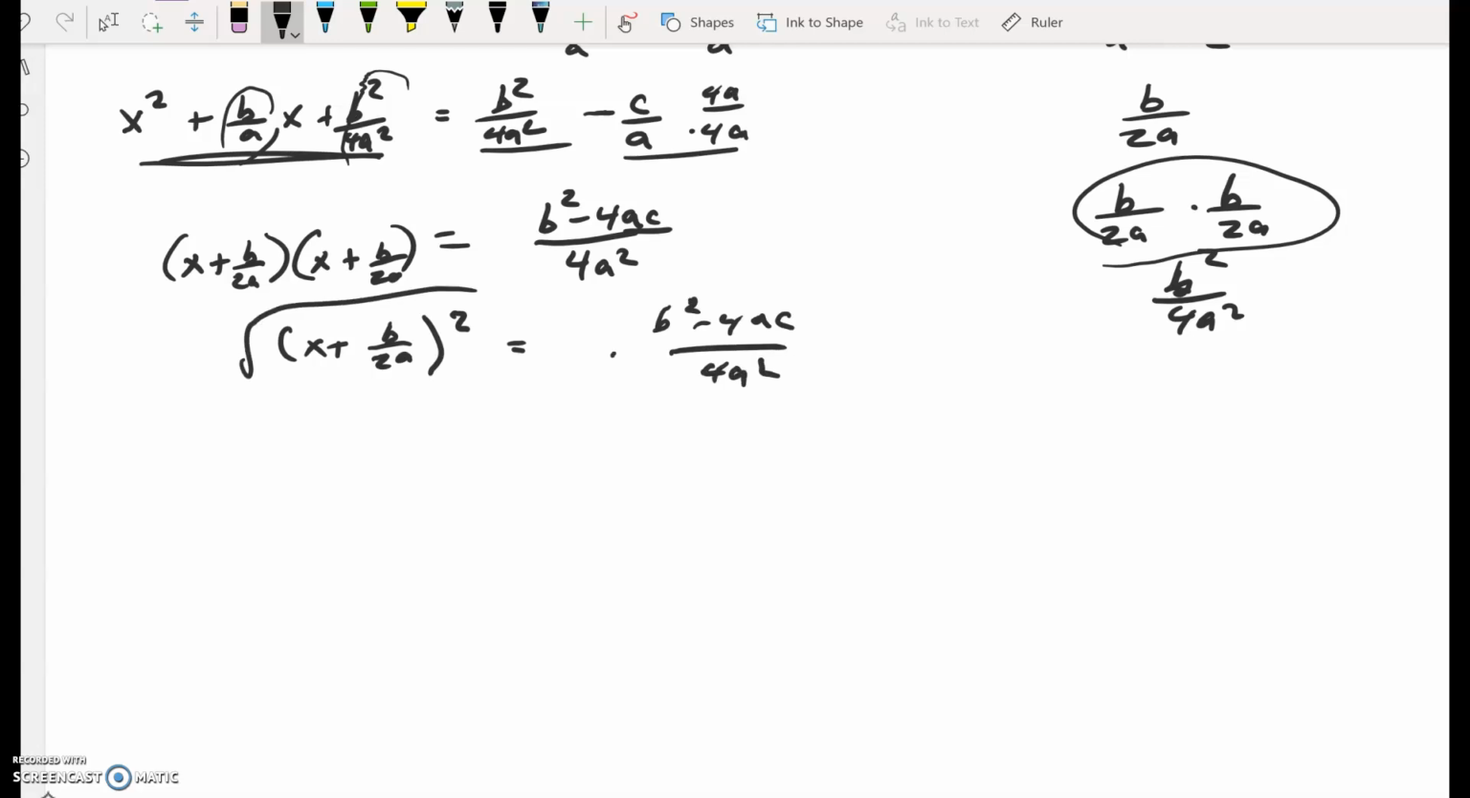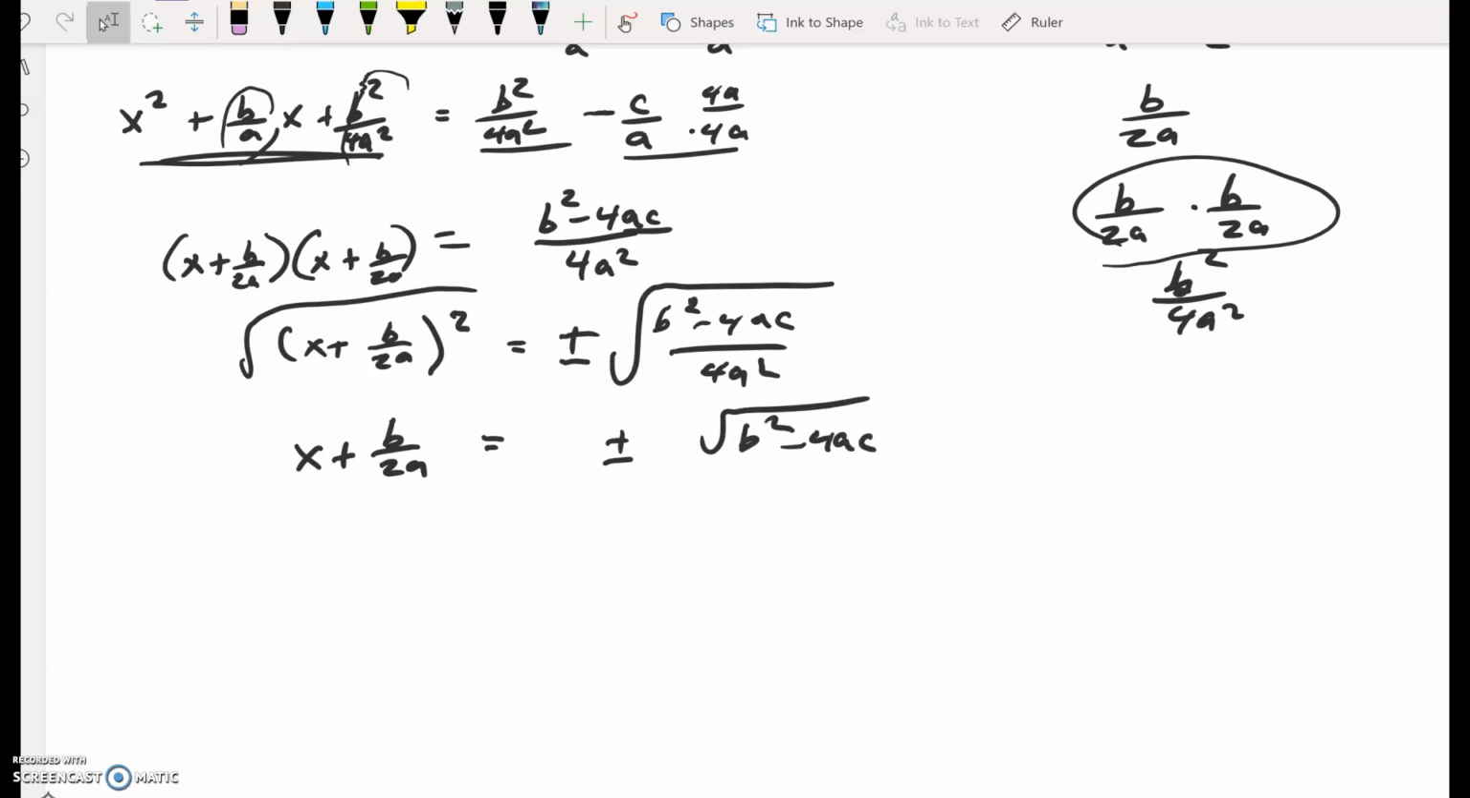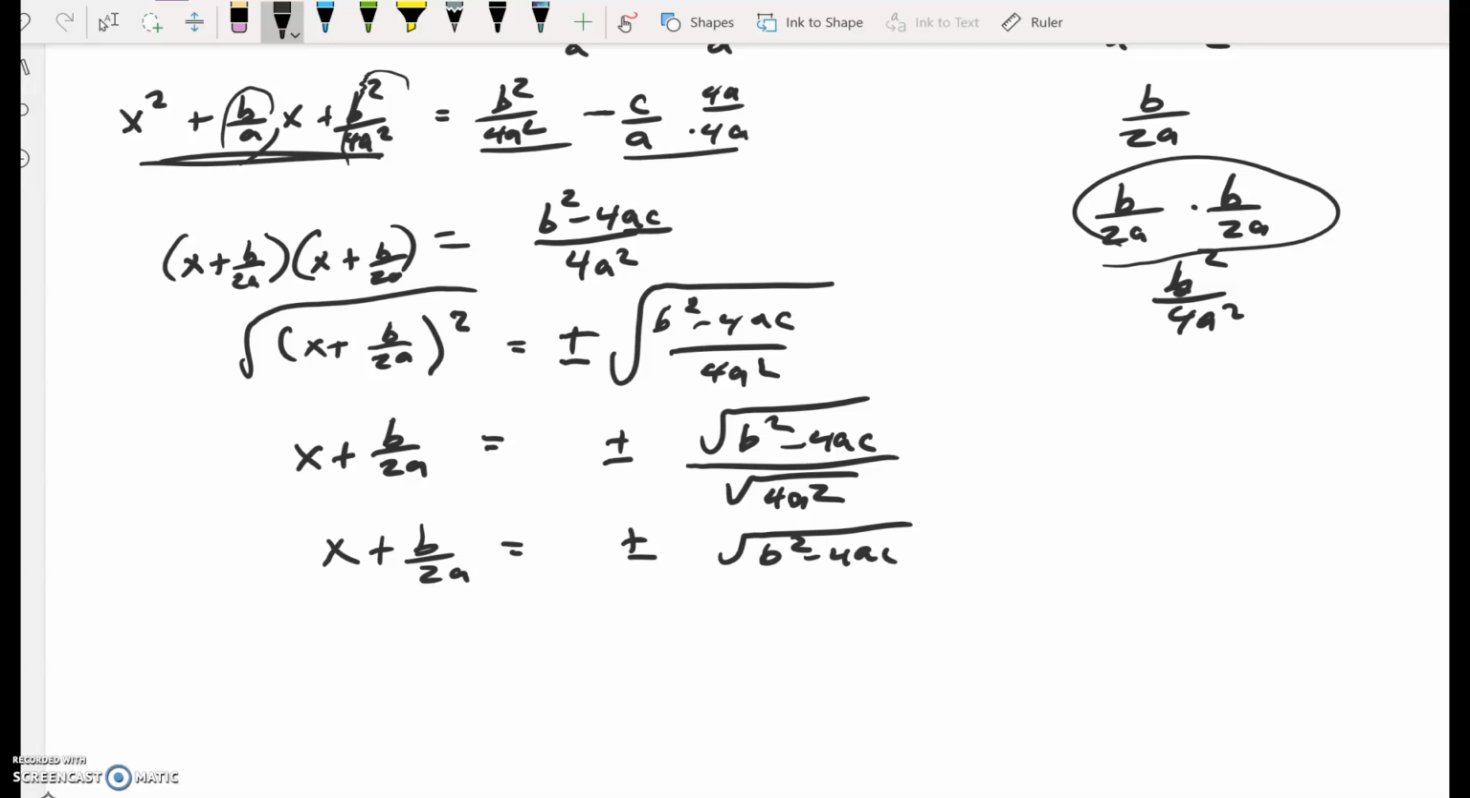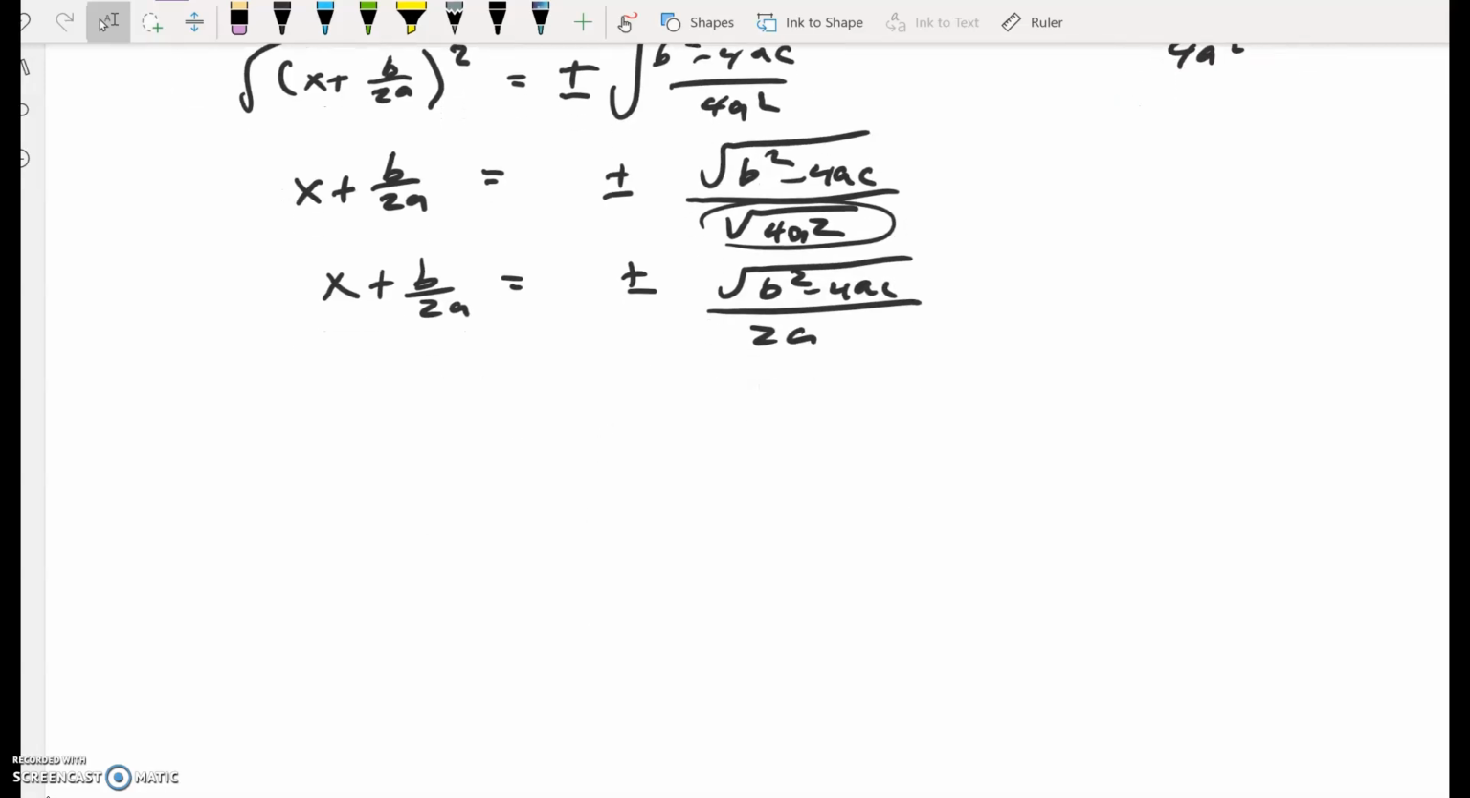We're going to take the square root of both sides, and then we're going to remember the plus or minus. We have x plus b over 2a equals plus or minus the square root of b squared minus 4ac on top, and the square root of 4a squared on the bottom. That is still b squared minus 4ac on the top, but the square root of 4a squared, that's 2a. So now we're going to subtract b over 2a from both sides.